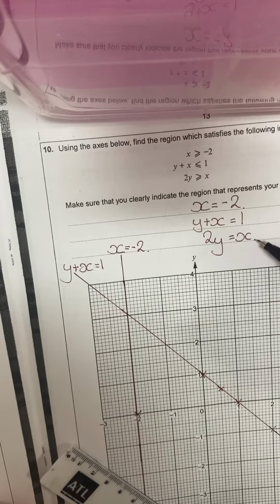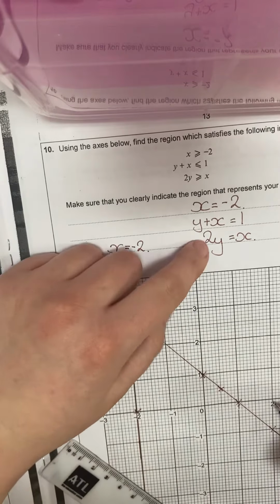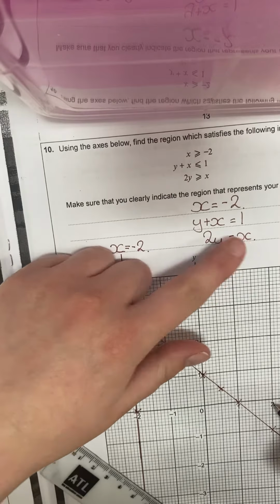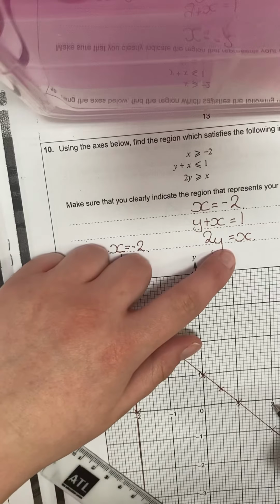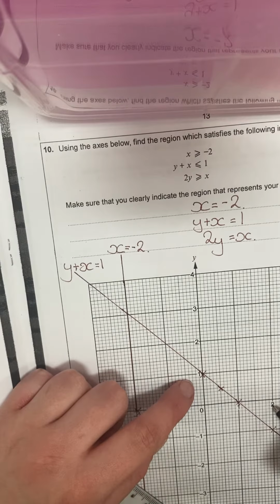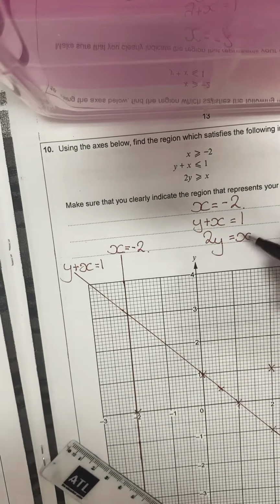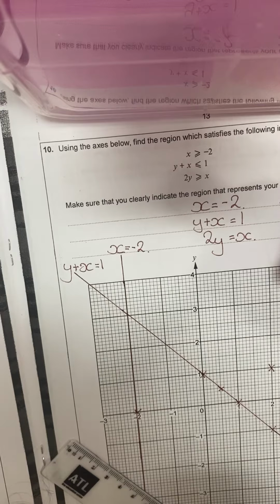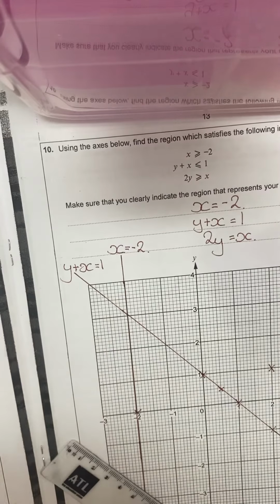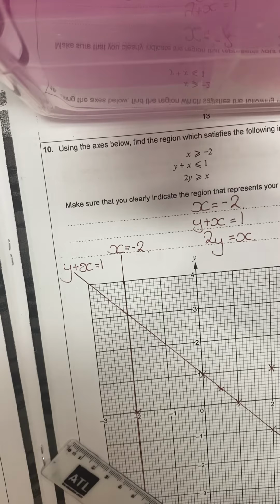Finally, I have to do 2y is equal to x. So if x is equal to 2, 2 lots of my y coordinate has got to be equal to 2. So it's 2 lots of 1 is equal to 2. So my y coordinate must be 1, because that would work. So 2 lots of 1 is equal to my x coordinate, which is 2. So another one that would work would be if I have my x coordinate as 4. 4 is equal to 2 lots of 2. So my y coordinate is 2, my x coordinate is 4.